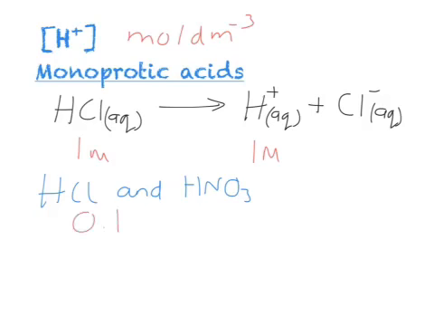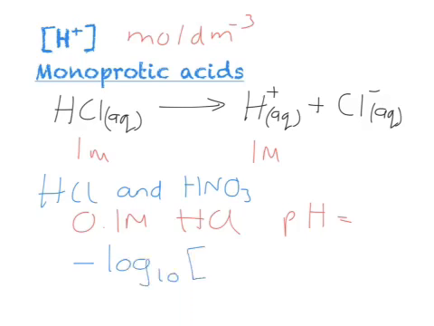So for a 0.1 molar concentration of HCl, the pH will be negative log to the base 10, and then that concentration, 0.1. And if you pop that into your calculator, it comes out as 1. As an exam tip though, always give pHs to 2 decimal places.